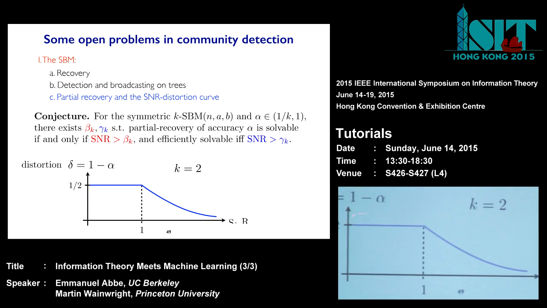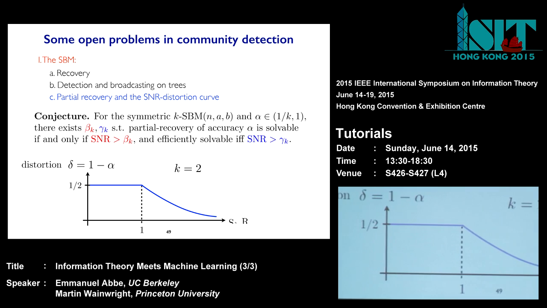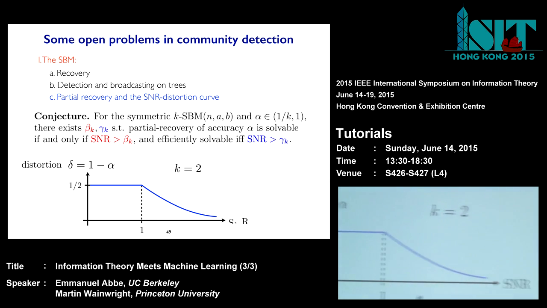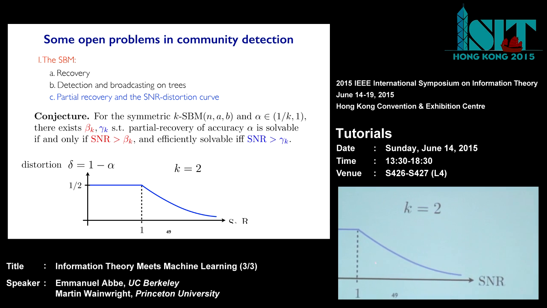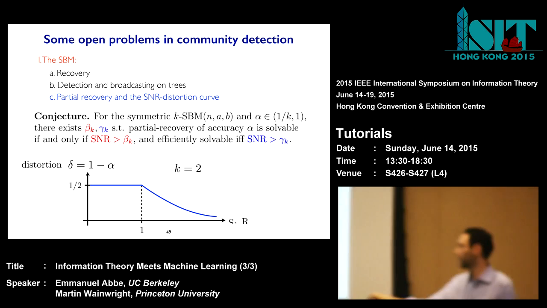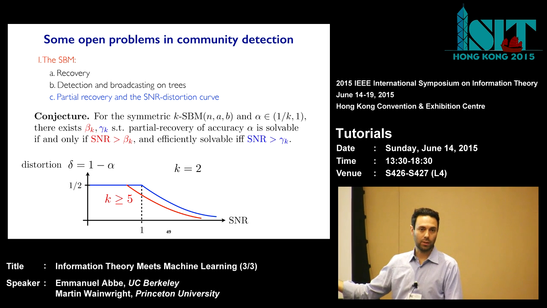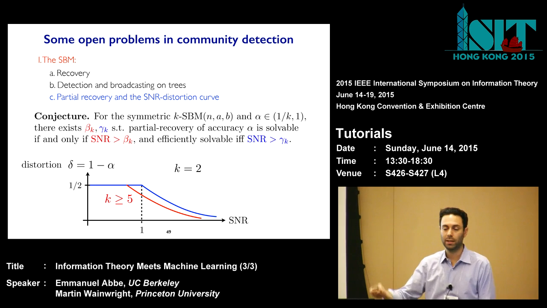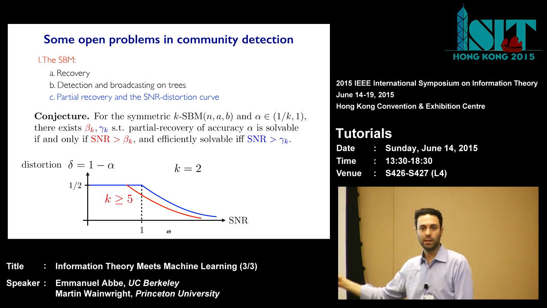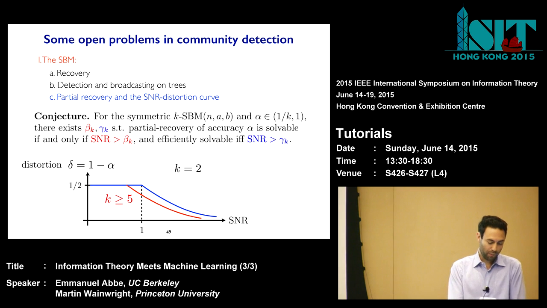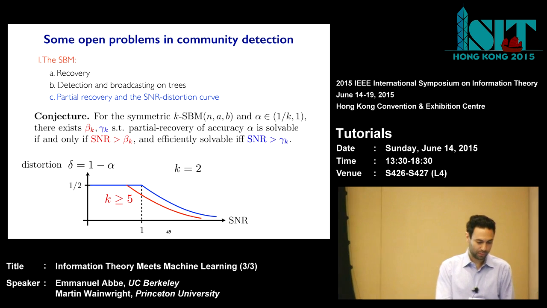Well, below 1, the distortion is half because you cannot even detect, so you may as well do a random guess. But above 1, there seems to be a curve that tells you how much you can reconstruct. So that's the percentage you can get on distortion given the amount of SNR you have in the problem. But we don't know what this curve is. So in the booklet that is on our webpage, I discussed the partial result about establishing this curve, but in general, we don't know what it is. So that's open. And for K more than 5, there's probably a gap.